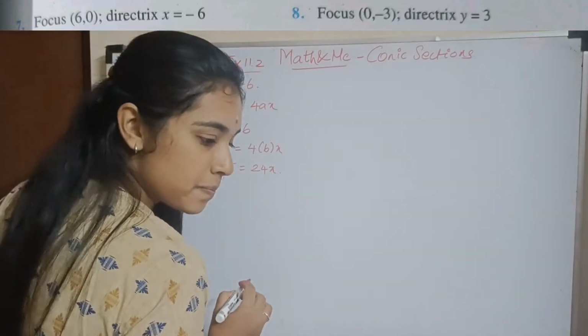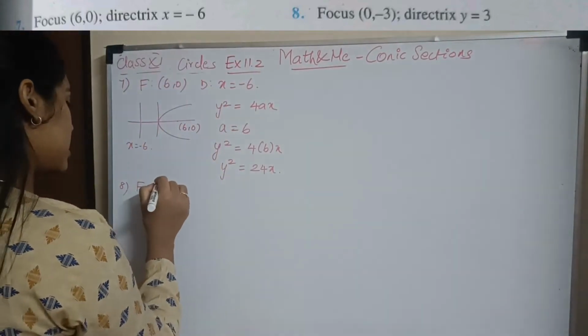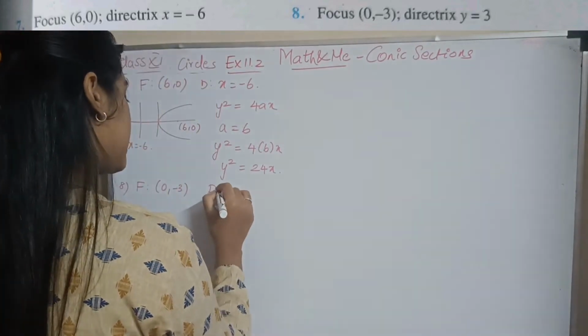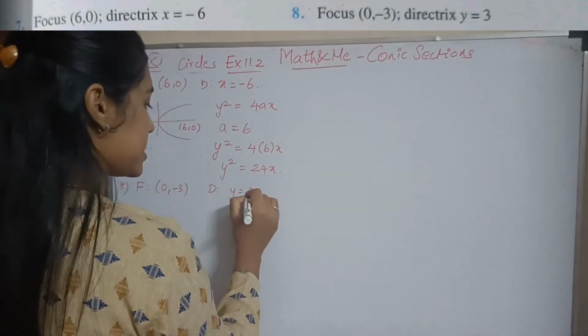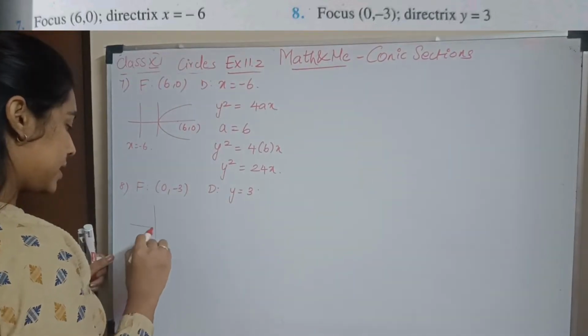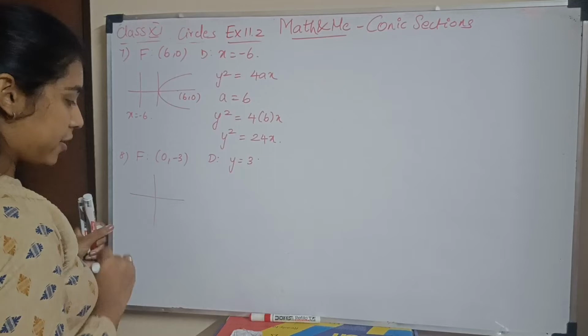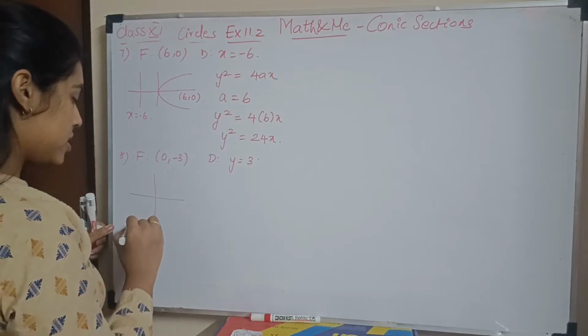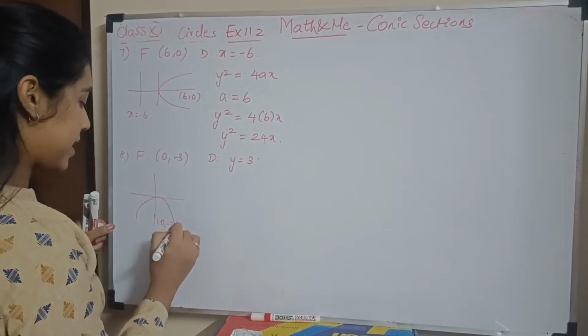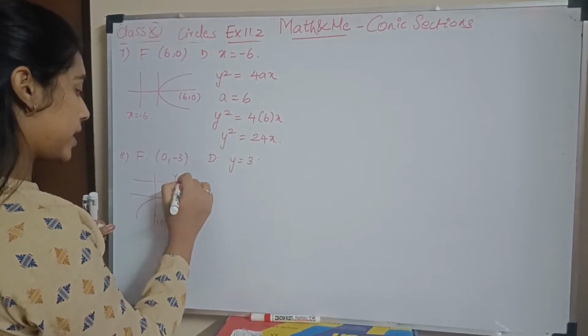Question number 8. Focus is 0 comma minus 3 and your directrix is y equals 3. So where does your 0 comma minus 3 lie? It lies on the negative side of the y-axis. So the point lies here. So it is a downward facing parabola. So your point is 0 comma minus 3 and your directrix is y equals 3.